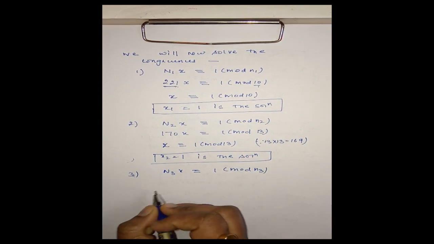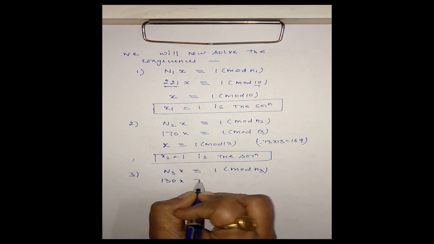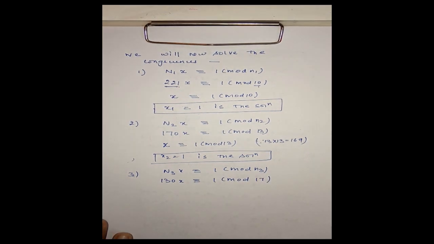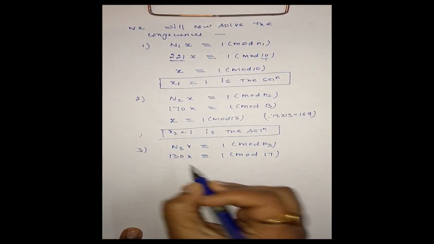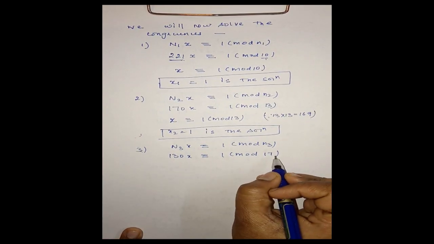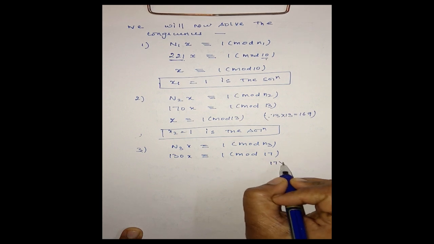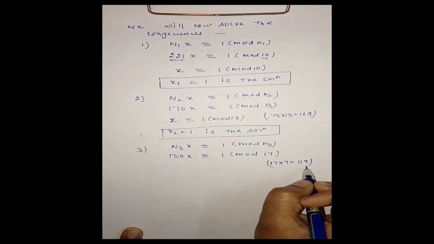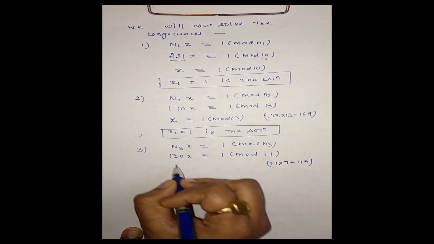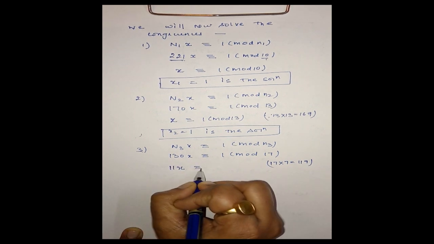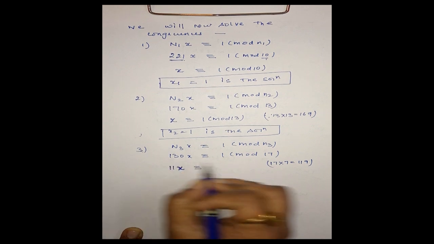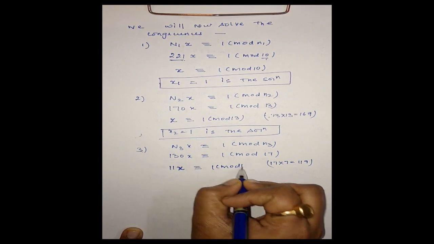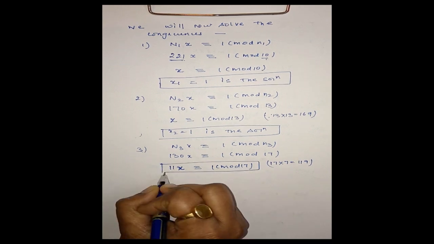Next, we come to the last congruence, n3x is congruent to 1 modulo 17, where n3 is 130. Now, the remainder obtained when 130 is divided by 17: 17 into 7 is 119, and 130 minus 119 is 11. So 11x is congruent to 1 modulo 17. Now, we will solve this congruence.